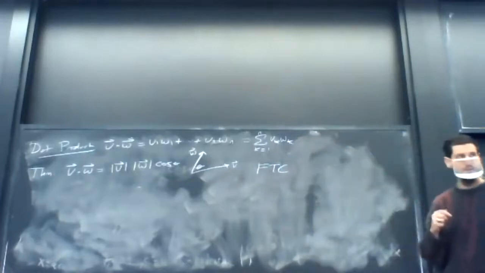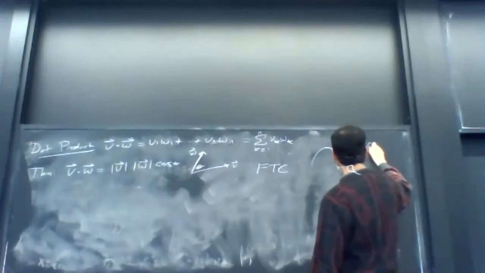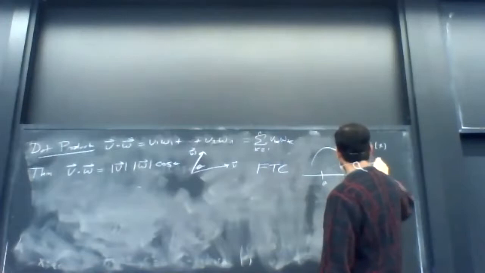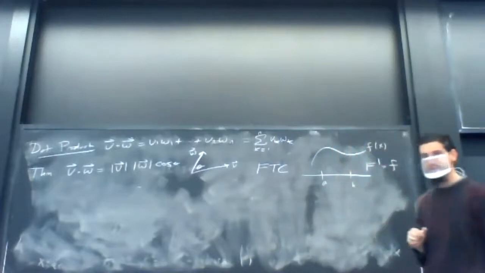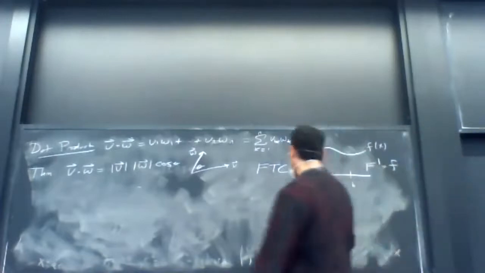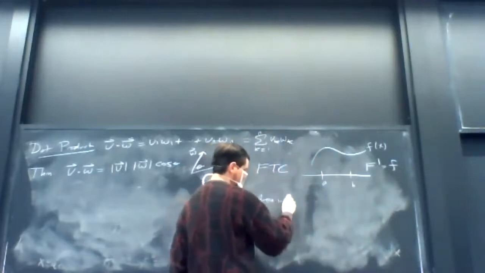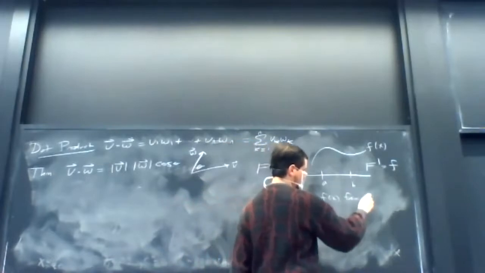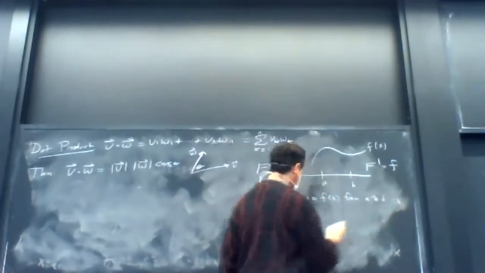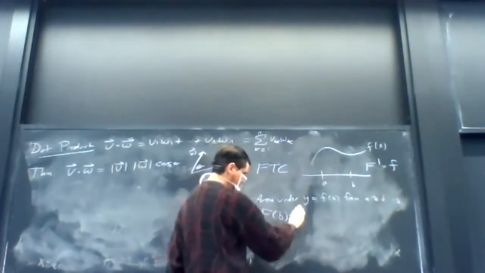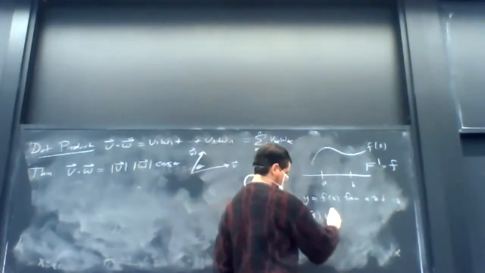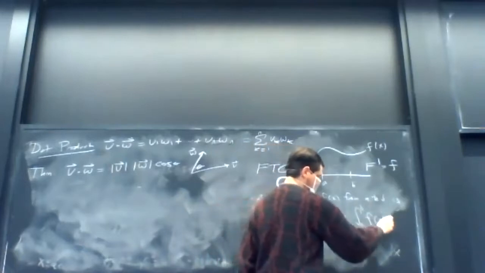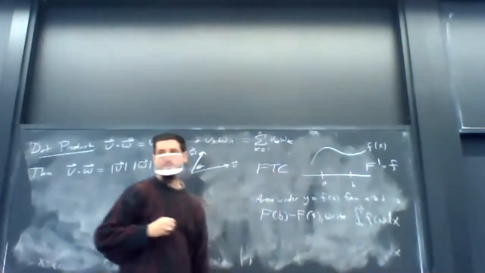There is the fundamental theorem of calculus. If I give you some function f of x, and here's a, here's b, and assume big F has little f as its derivative, then the area under y equals f of x from a to b is big F of b minus big F of a, and we write this as the integral from a to b of f of x dx.